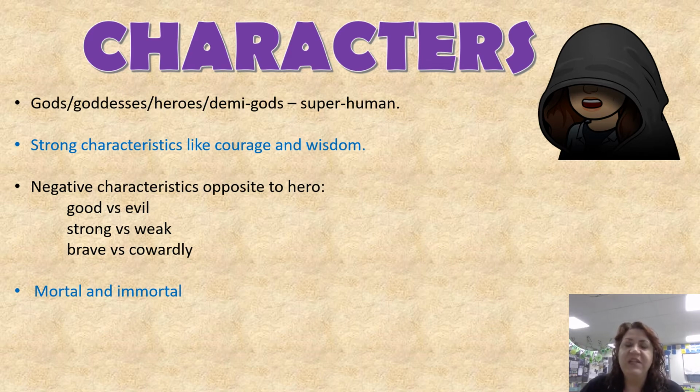The characters, particularly the heroes, would have strong characteristics like courage, wisdom. Gods as well, they would have courage, wisdom, but there would also be these negative characteristics to oppose that. So you'd have good, you'd also have evil from somebody else. You'd have strong, you'd also have weak. You'd have brave, you would have cowardly. You would have wisdom, you would have somebody not very intelligent doing something that they hadn't thought about. So you often had that sort of balance of characteristics.